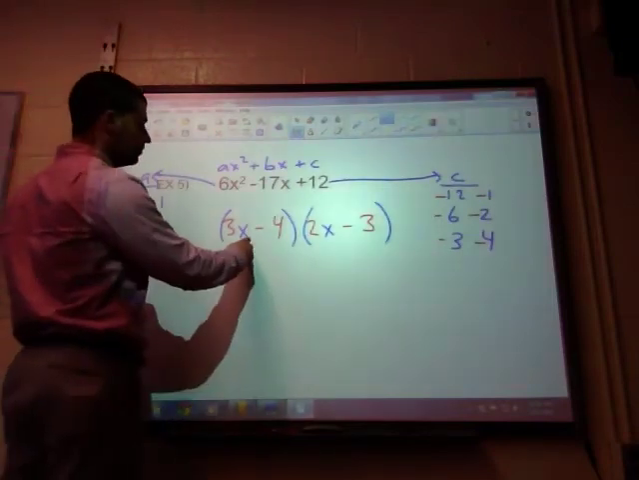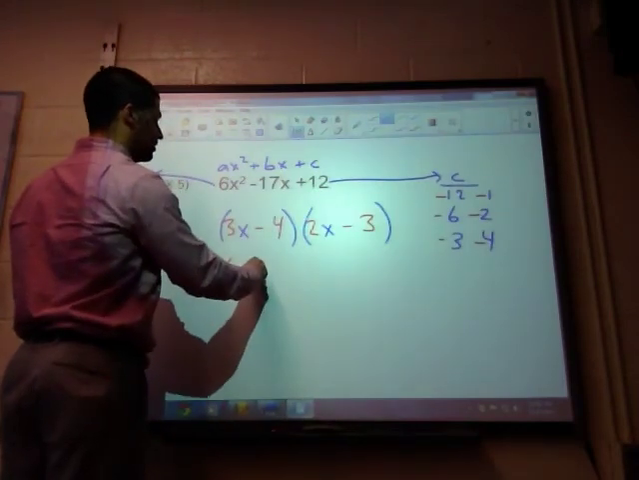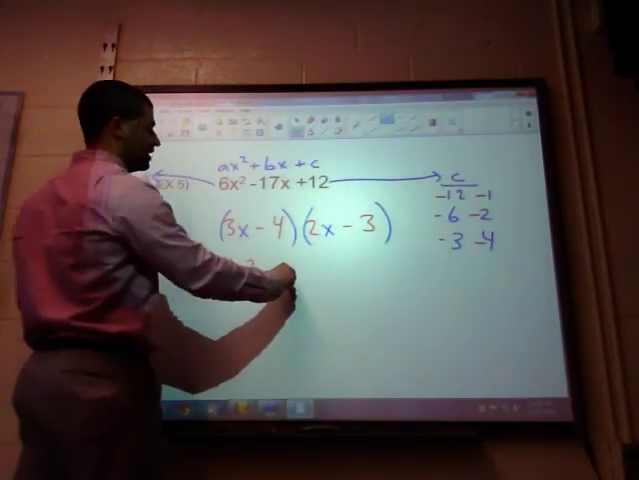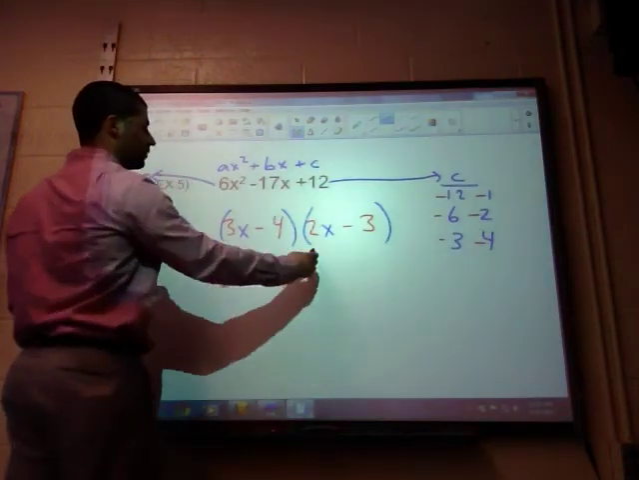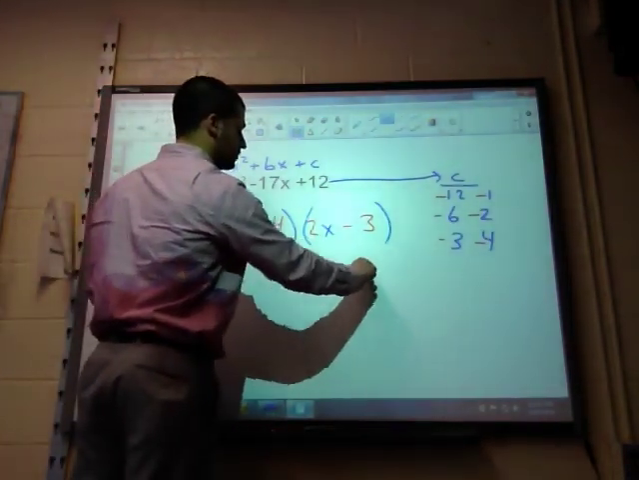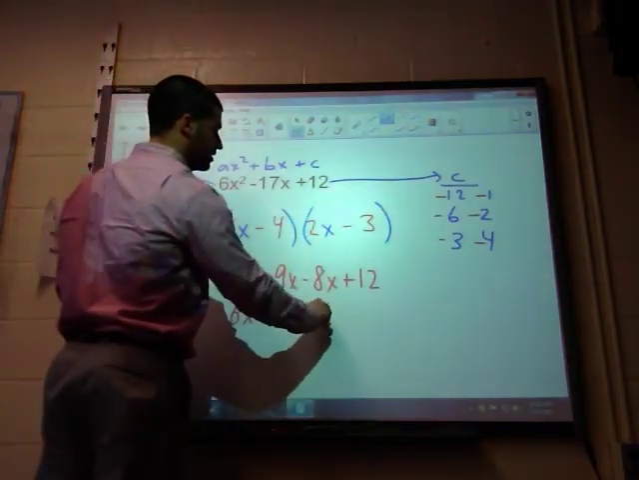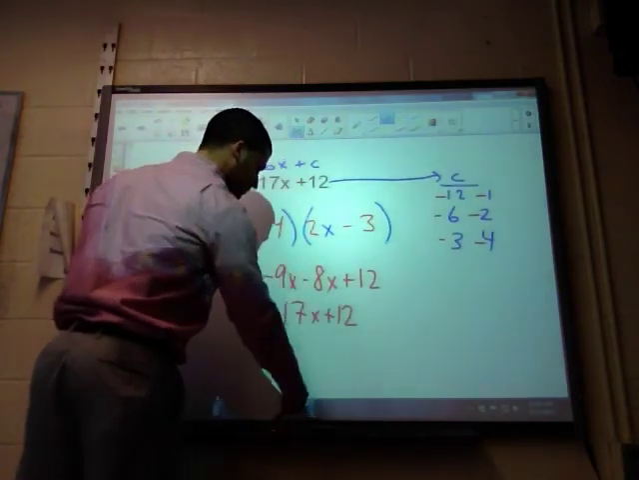So let's check our work. 3x times 2x is 6x squared. 3x times negative 3 is negative 9x. Negative 4 times 2x is negative 8x. Negative 4 times negative 3 is positive 12. 6x squared minus 17x plus 12.